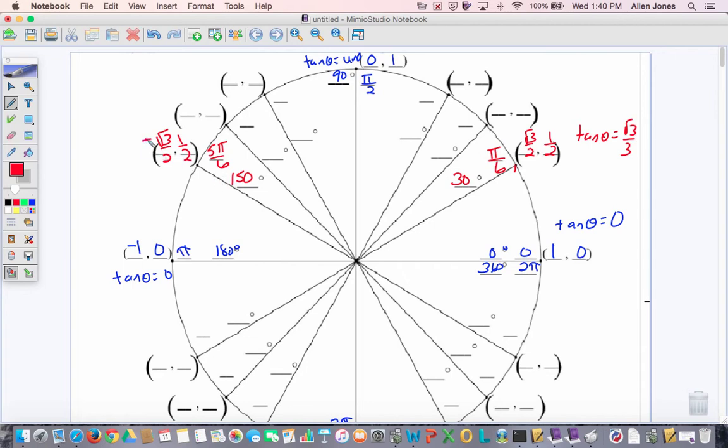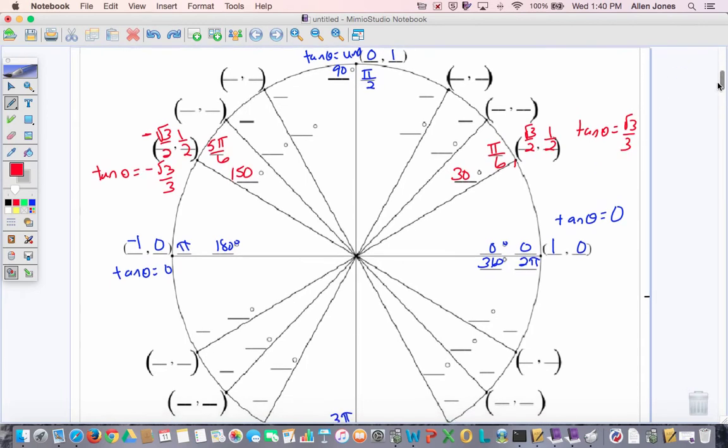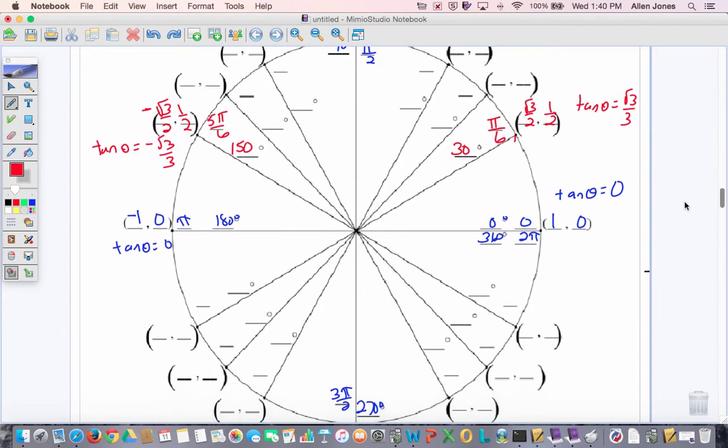The only difference is we're in the second quadrant, so in the second quadrant, our x is negative. And since x is negative in the second quadrant, that means tangent is also negative, so we have negative square root of 3 over 3 for our tangent. So once again, we have labeled our x and y ordered pair, which is also our cosine and our sine, along with our tangent.